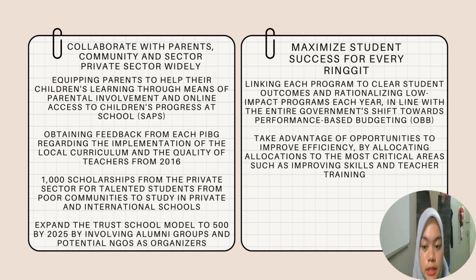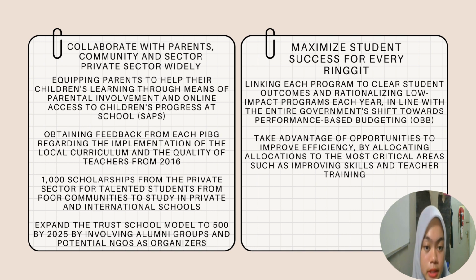from 2016. It is about 1,000 scholarships from the private sector for talented students from poor communities to study in private and international schools. And the last one is about expanding the trust schools model to 500 by 2015 and involving alumni groups and potential NGOs as organizers. And number 10 is about maximizing student success for every ringgit.